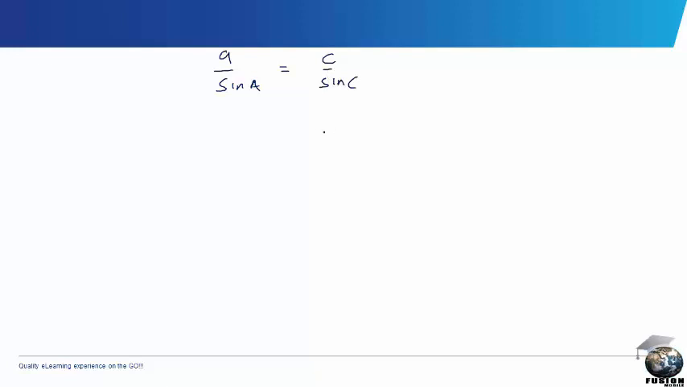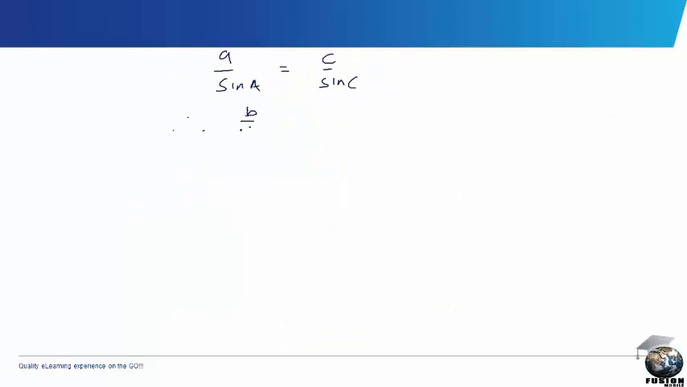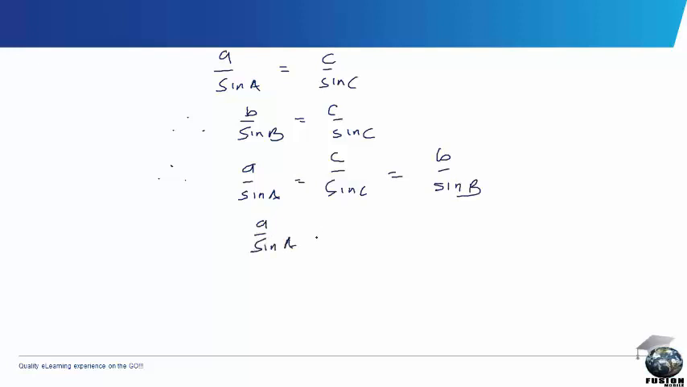Alright, good. So therefore, since from the first relationship we had that b over sine B is equal to c over sine C, and then a over sine A is equal to c over sine C, we can say therefore that a over sine A is equal to c over sine C, which is also equal to b over sine B. So there's nothing but saying that a over sine A is equal to b over sine B, in alphabetical order, which is equal to c over sine C. This is one way of observing this proof.